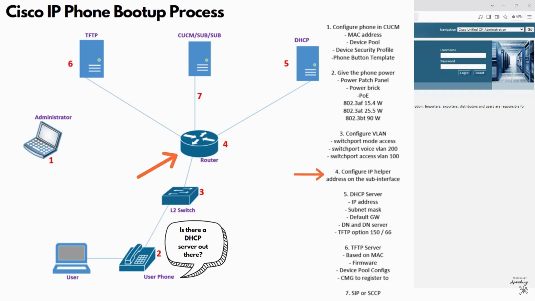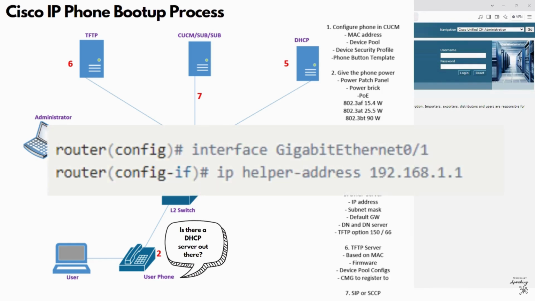Broadcast messages stay within the local subnet unless a router relays them. If the DHCP server is not in the same subnet, the router must forward the broadcast to the server using an IP helper address, or a relay agent, which you can call it. This IP helper address tells the router where to send DHCP requests. So on the router, you would do such configurations. You'll go into the interface and apply the IP helper address on that interface. And in this case, let's say the IP helper address is 192.168.1.1. And again, that's the IP address of the DHCP server in this example.